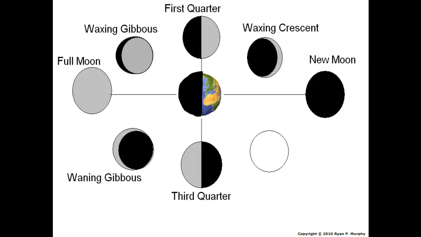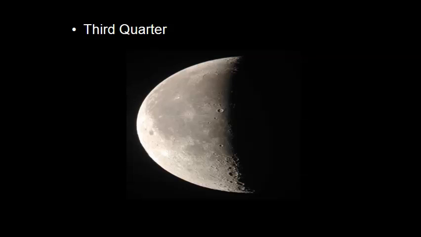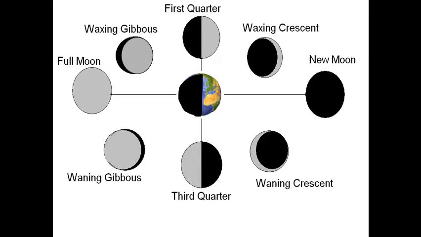We have a third quarter moon. And last but not least, we have a waning crescent. Something to notice here is the idea that when the moon is waxing, we always will see the lit up side of the moon on the right-hand side. And when the moon is waning, we will always see the lit up side of the moon on the left-hand side.